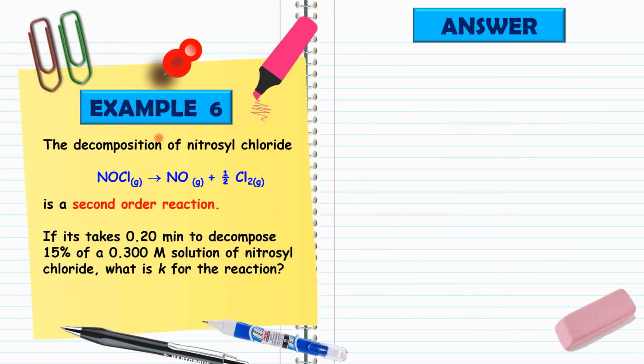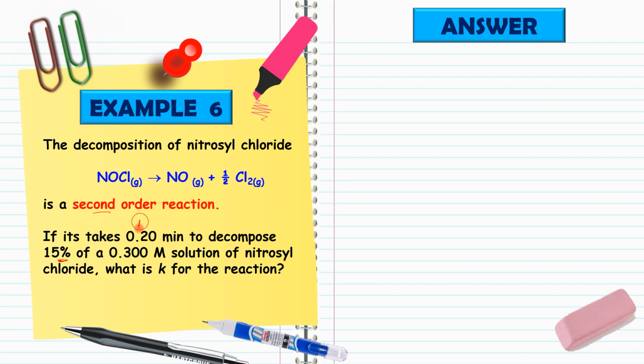Next, example number 6. The decomposition of nitrosyl chloride. We have here that nitrosyl chloride is second order. It takes 0.2 minutes to decompose 15% of a 0.3 molar solution of nitrosyl chloride. What is K for the reaction?